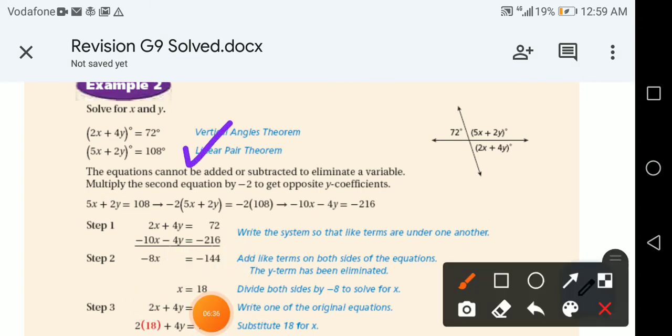Okay, after that, I have to eliminate one variable. So what should I do? I have here 2x and 5x, 4y and 2y. So it's very easy to do what?